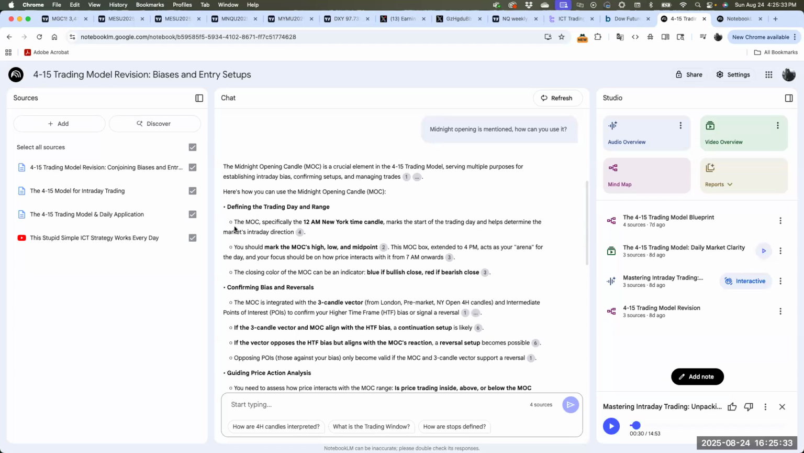Basically, the midnight opening candle is specifically the 12 a.m. candle, and you're marking the high and the low of that candle and extending it out to 4 p.m. That's one of the confirmations I'm looking for in my trading right now. I hope you got something out of this, because I use it. I don't know if you'll use it, but I hope you take a look at it.